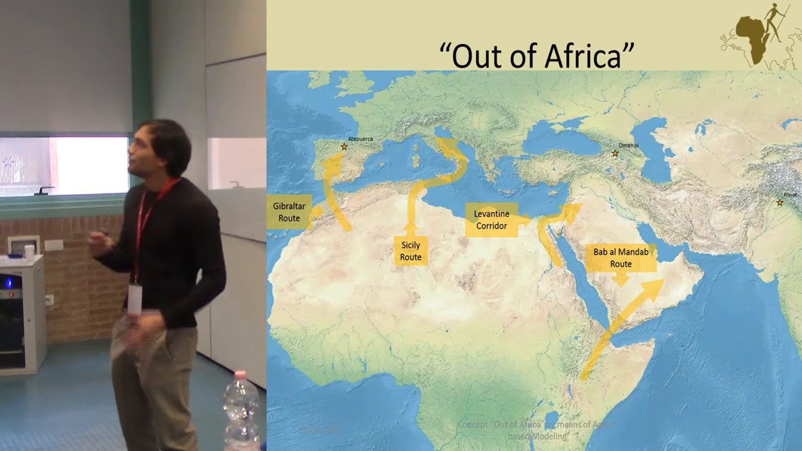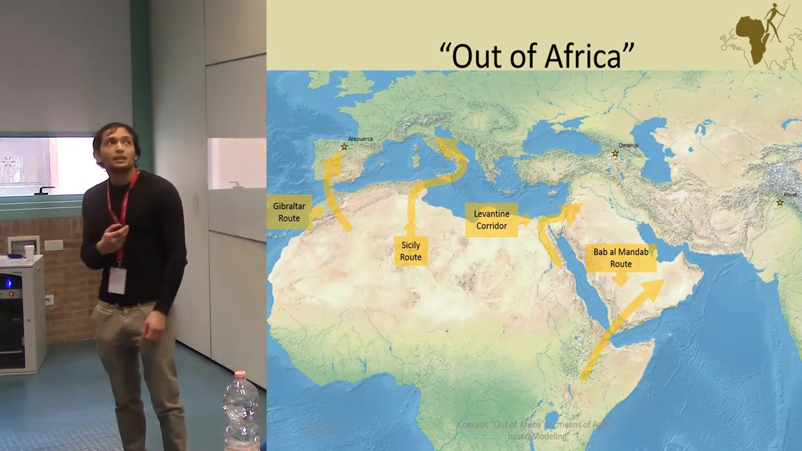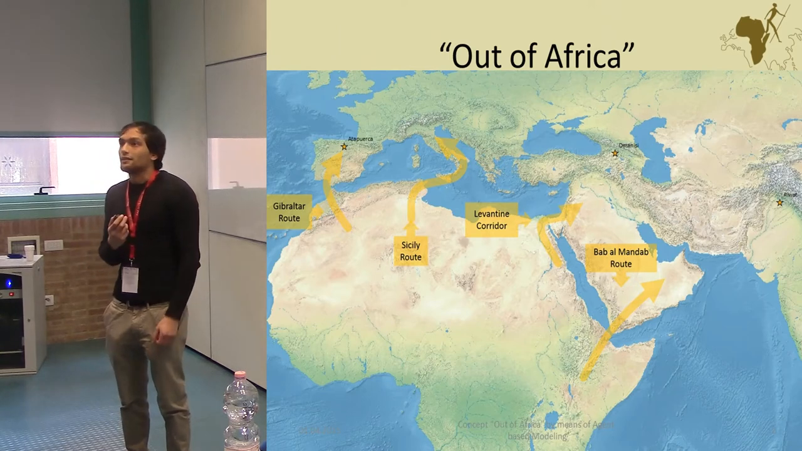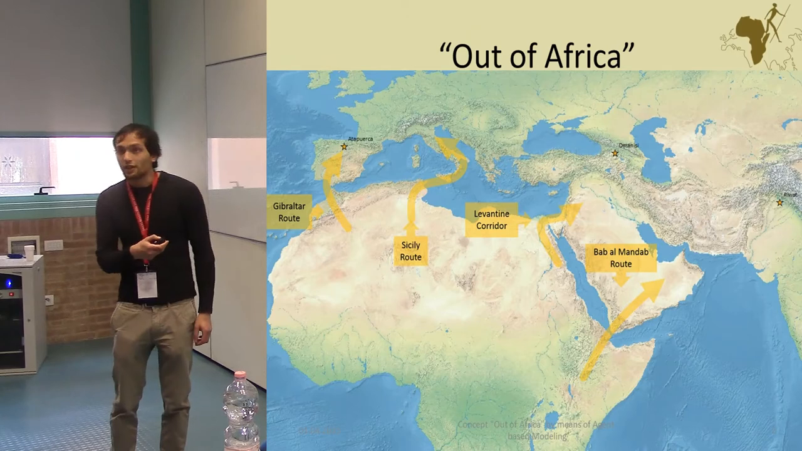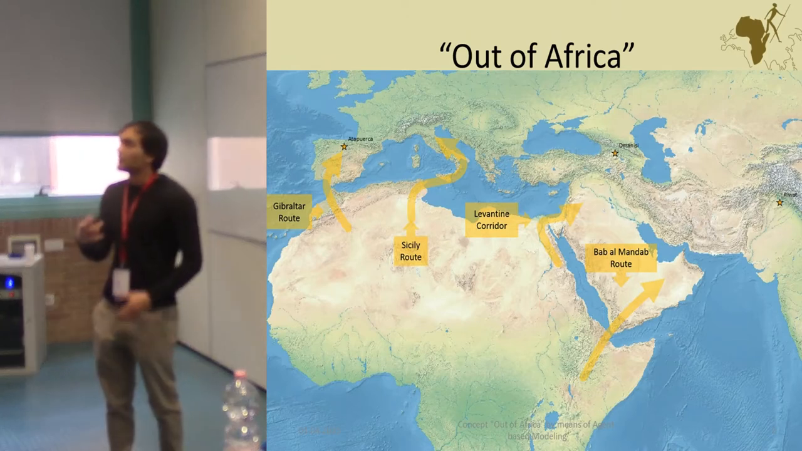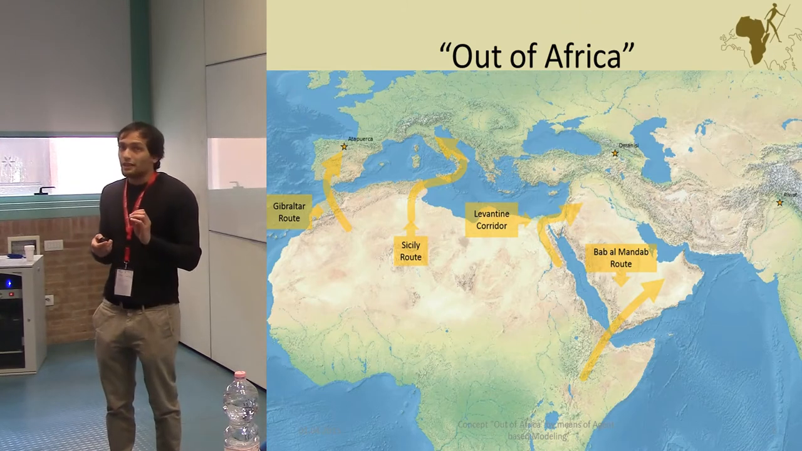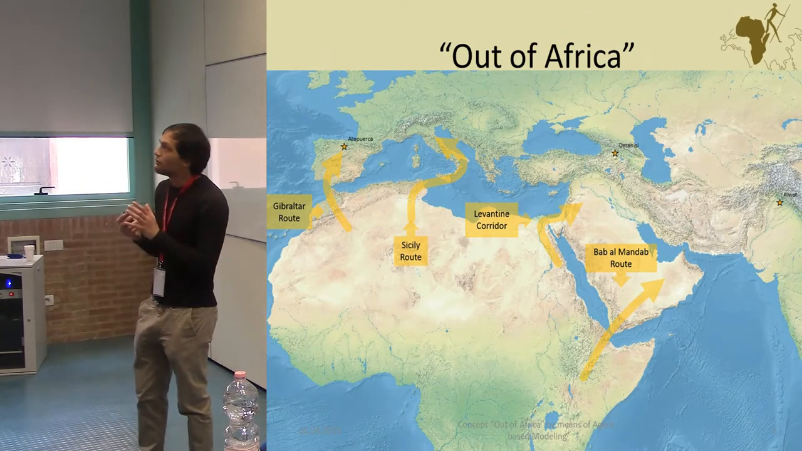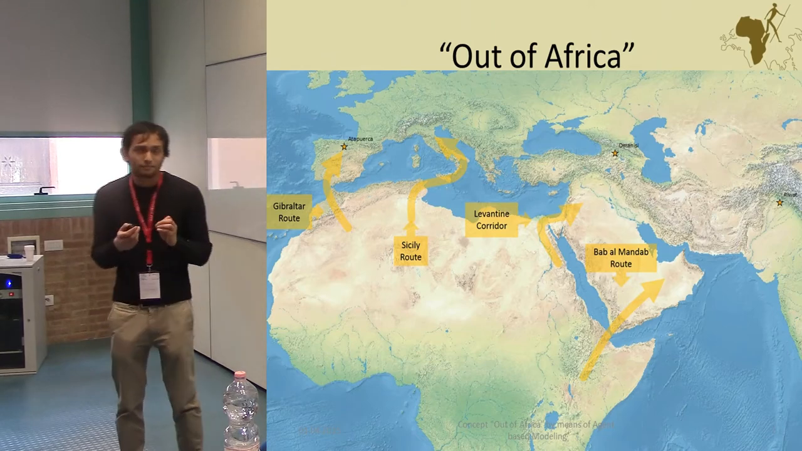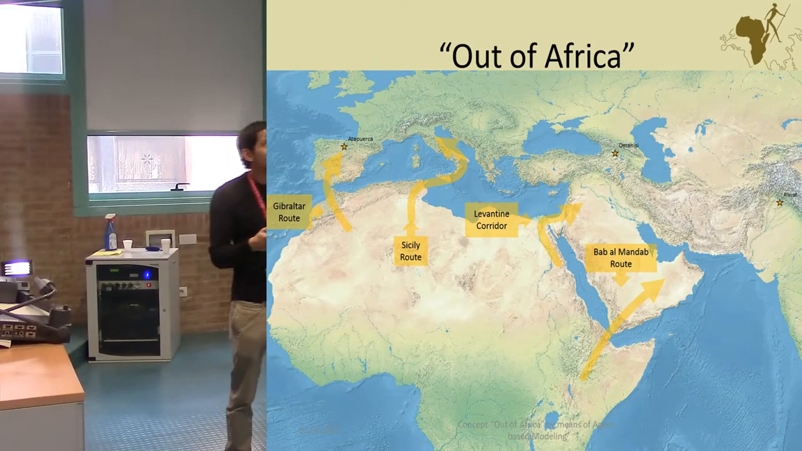First, I would like to give you some general information about the out-of-Africa theory. Out-of-Africa theory is a theory that genus Homo originated in Africa and from there spread all over Eurasia. The out-of-Africa dispersals could at least be distinguished into two different dispersal events, which involve different hominin species.